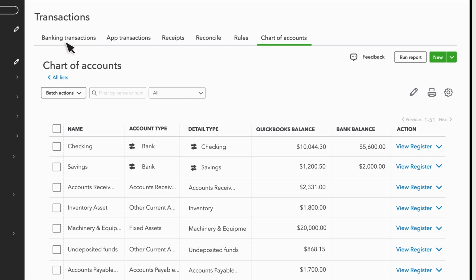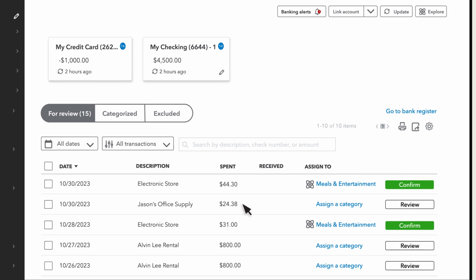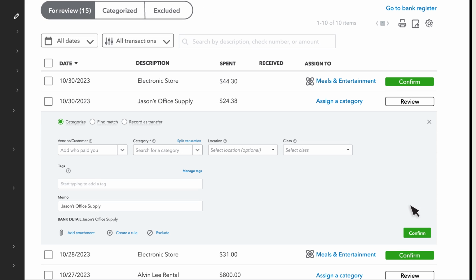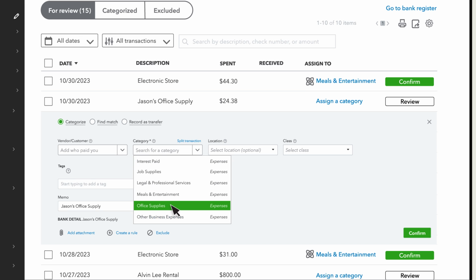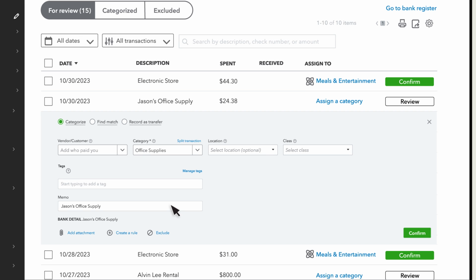Open the Transactions screen. You see a purchase of some staplers for the office. The transaction is already assigned to the correct bank account. You just need to enter the correct category for why you spent the money. Office supplies, an expense account.